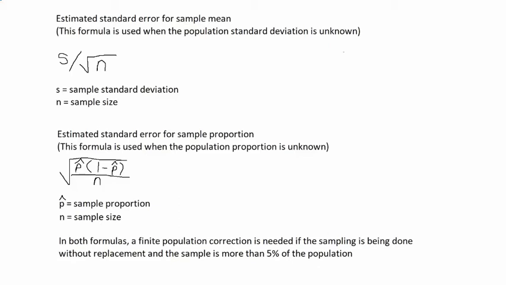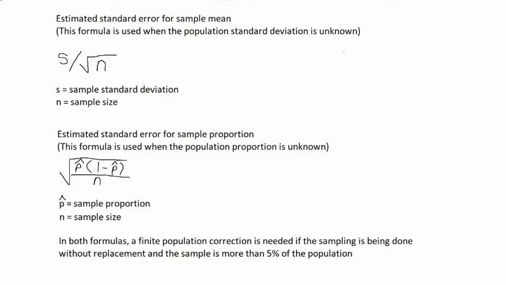Well, in each of those situations, the person can calculate something called an estimated standard error. An estimated standard error is basically an estimate of the true standard error, and it's calculated using the data that's available from the selected sample. So in this video, we're going to go over the estimated standard error for a sample mean and the estimated standard error for a sample proportion, one at a time.